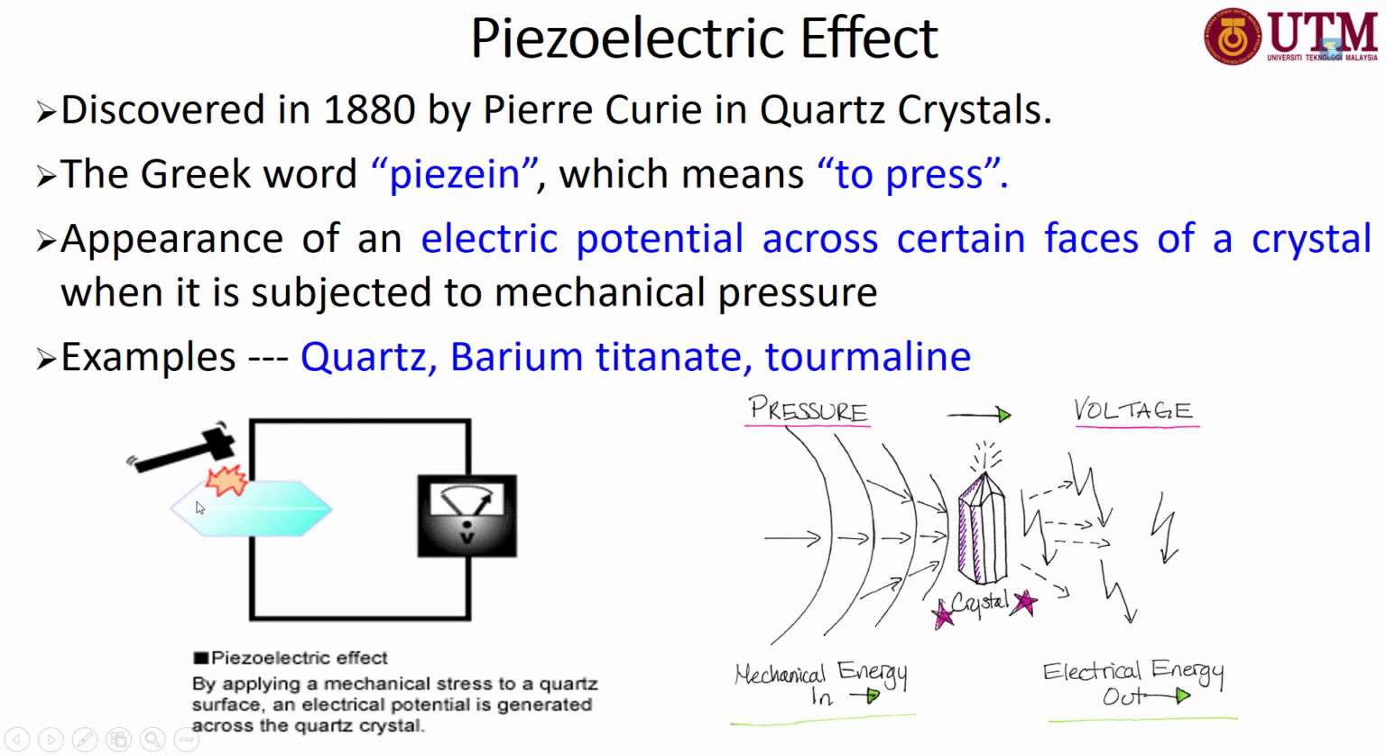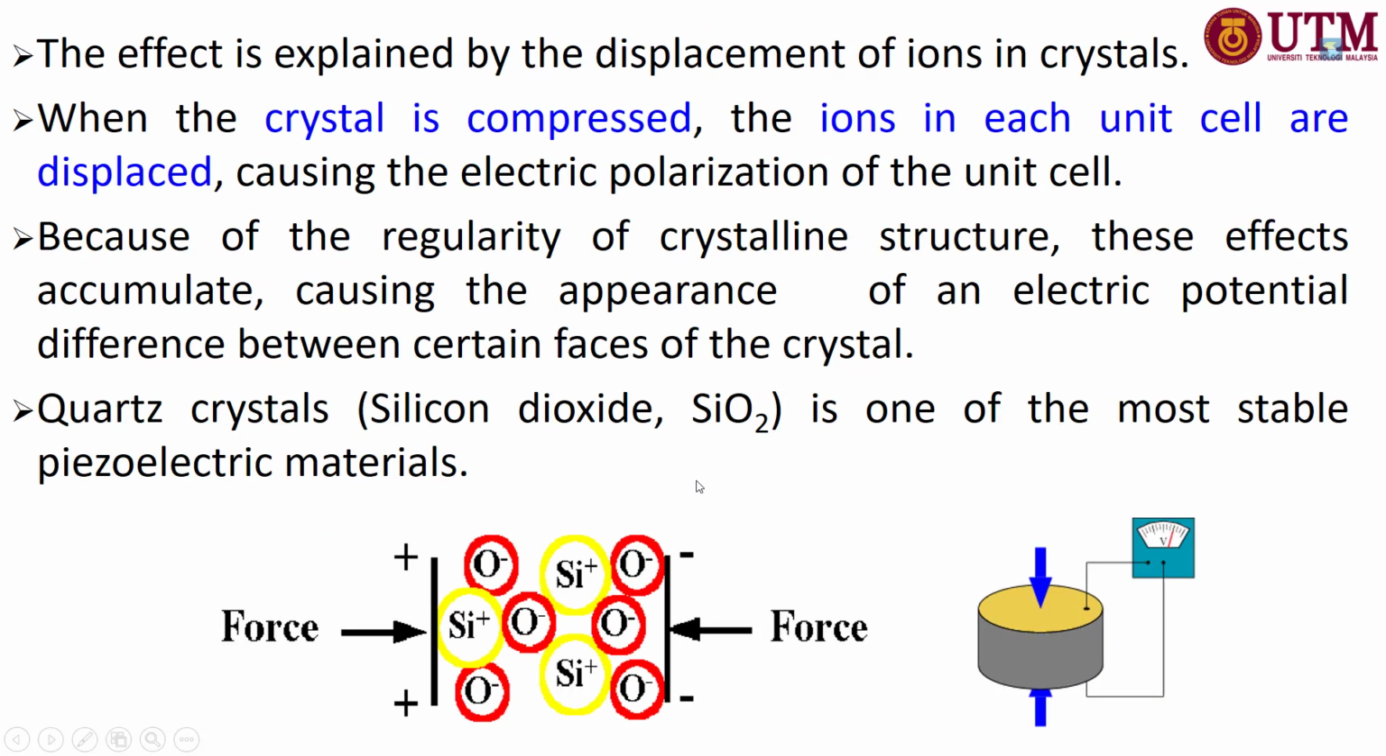So usually you look at the crystal, and when you give some pressure, you will get this voltage. The material of the crystal is quartz, barium titanate, and so on. The effect is explained by the displacement of ions in the crystal. Inside this crystal there are a lot of positive and negative ions. When we give some force, the ions will give some voltage.